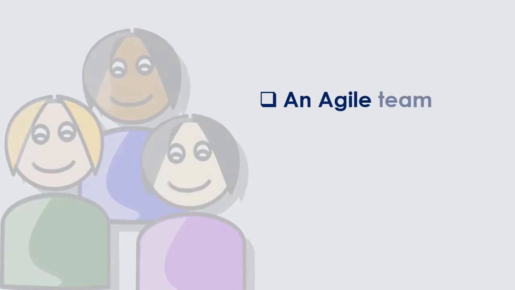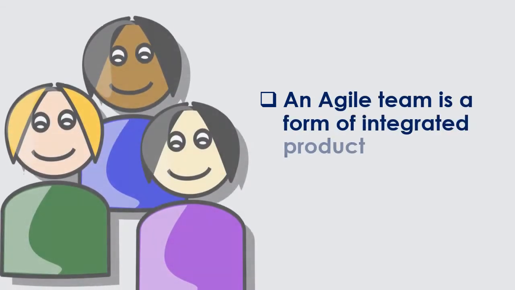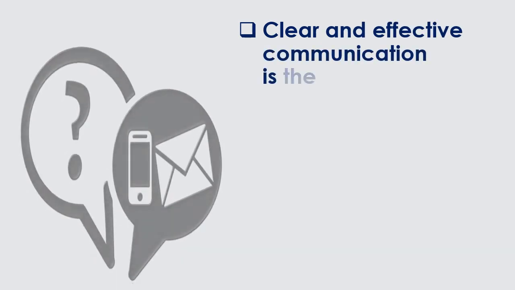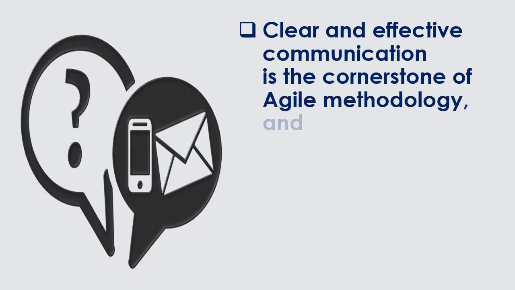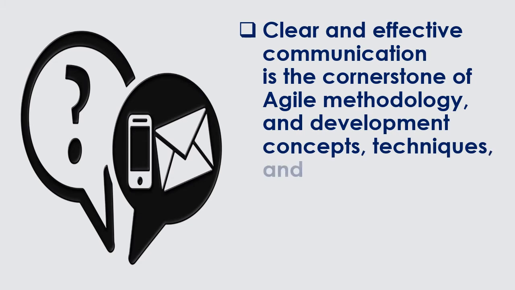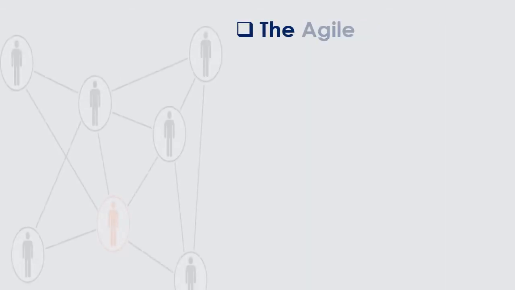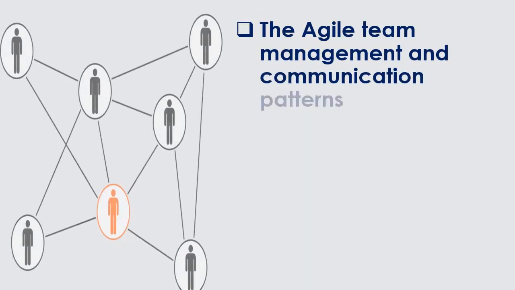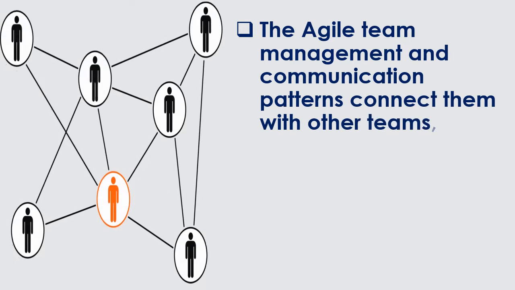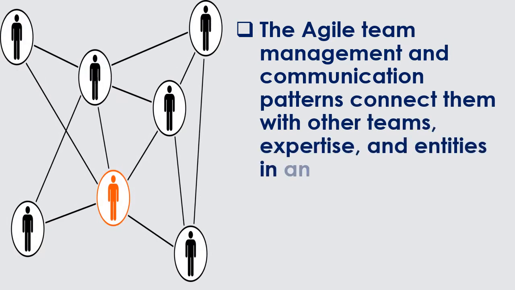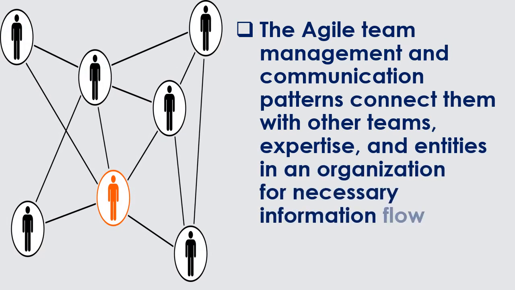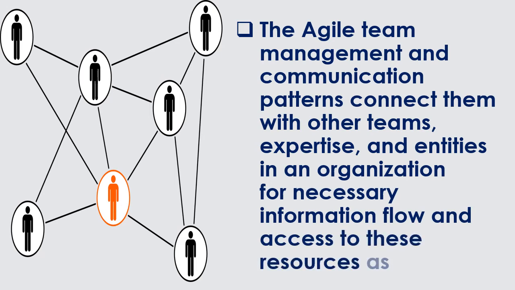An agile team is a form of integrated product team. Clear and effective communication is the cornerstone of agile methodology, and development concepts, techniques, and ideas are integrated within the team's dynamic. The agile team management and communication patterns connect them with other teams, expertise, and entities in an organization for necessary information flow and access to these resources as needed.